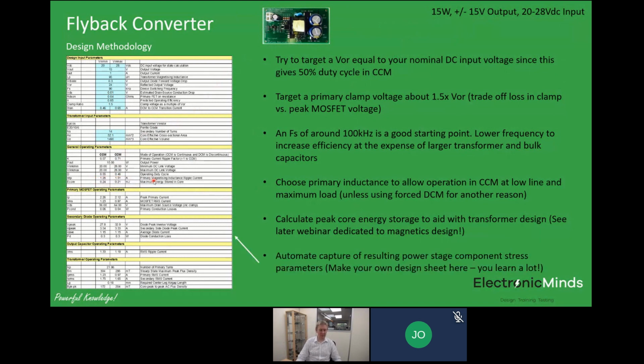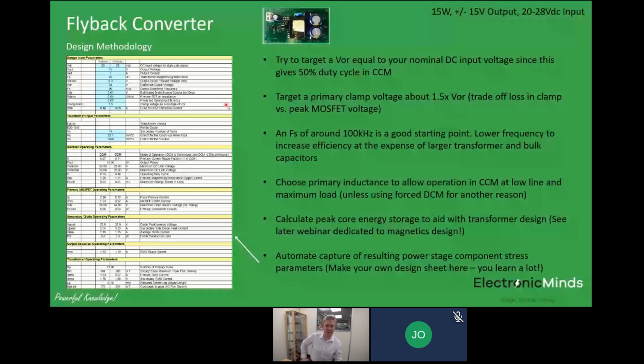If you can automate capture of those resulting power component stresses, so I've done that here. You can see for the primary MOSFET, I've captured peak primary current, RMS current, peak drain source voltage, and power dissipation based on the RDS(on). You can start getting a very quick feel around the stress of your whole power stage for a given set of operating conditions. And it's all based just on the fundamental operation of that particular converter.